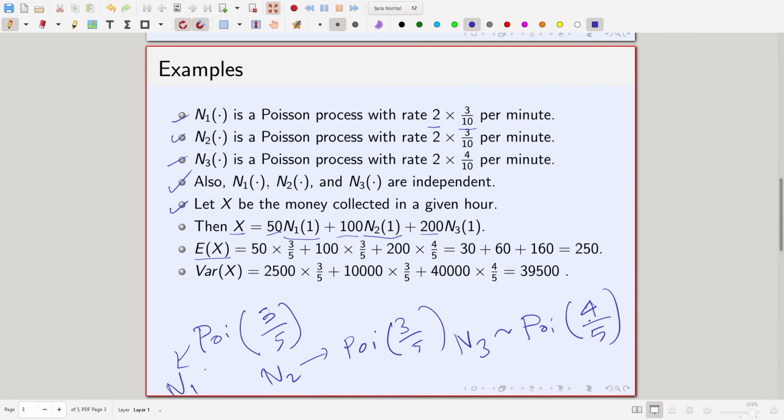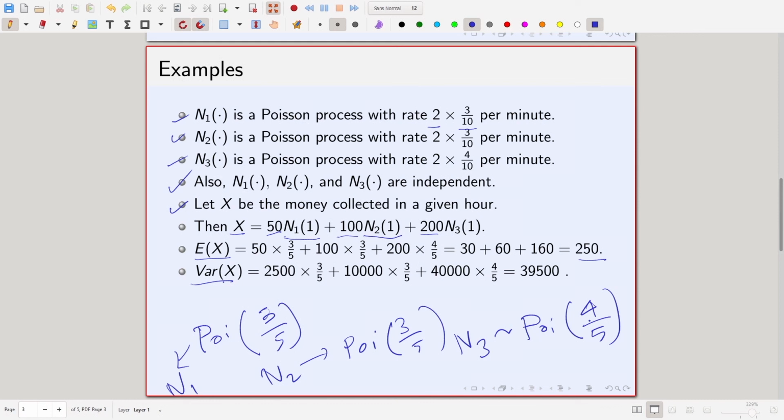And we know for a Poisson random variable the mean is equal to its rate, or the parameter. So, it will be 50 times 3 by 5 plus 100 times 3 by 5 plus 200 times 4 by 5, and finally you get it to be 250. Fine. So, this calculation you can easily do.